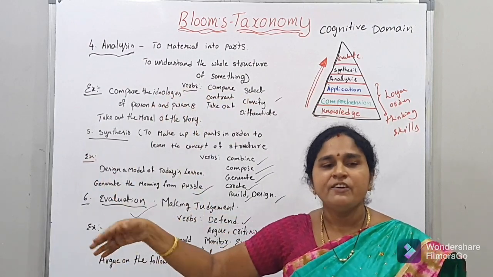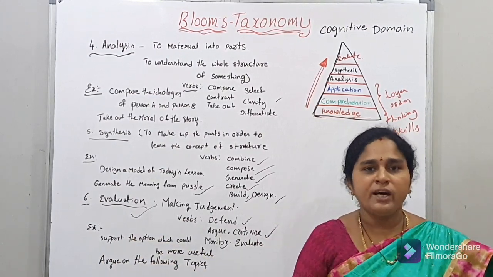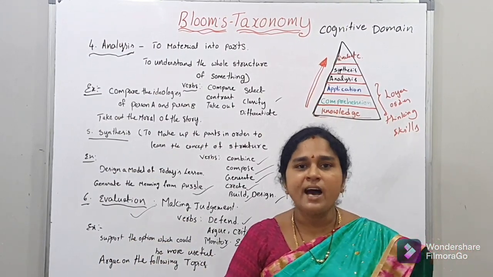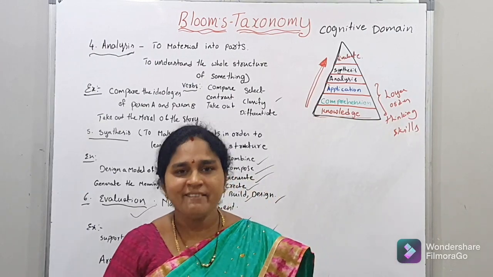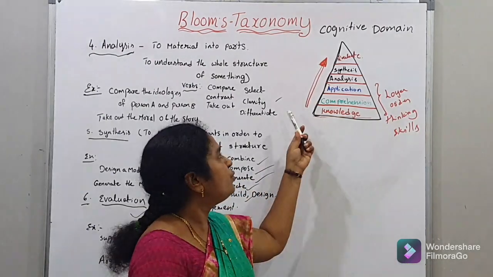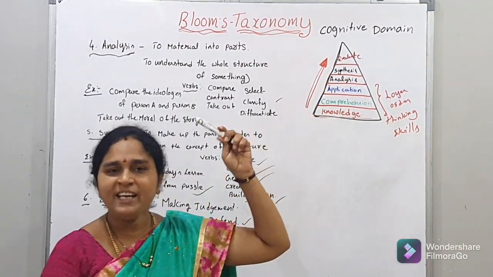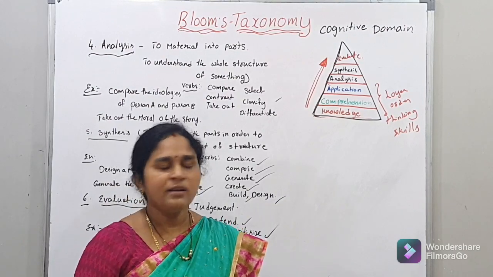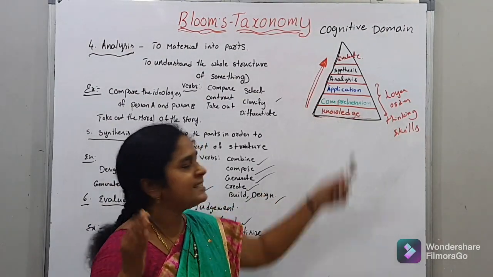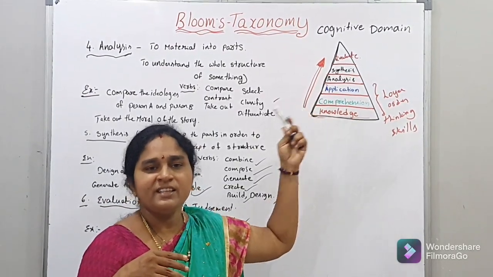Previously we discussed the 3 lower order thinking skills. These are the cognitive domain levels, in a hierarchy. What are we discussing about the cognitive domain? Knowledge, comprehension, application, and analysis, synthesis, and also evaluation.